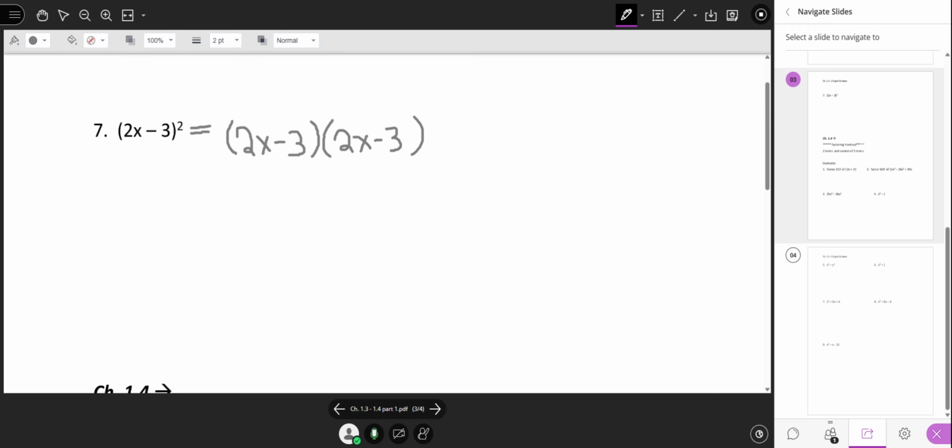and then you FOIL. You take that times both pieces, and then you take -3 times both pieces. And then you combine your like terms and simplify.